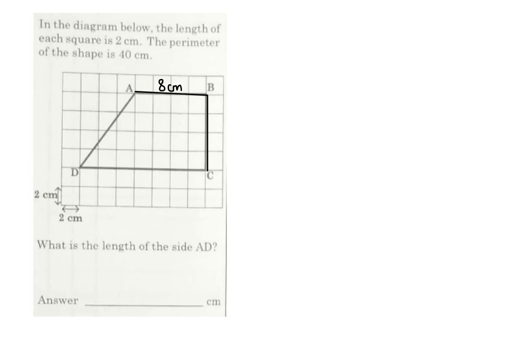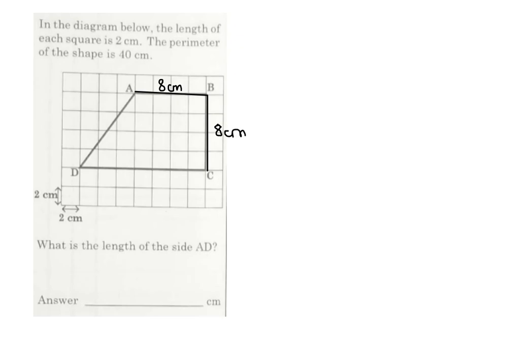So count the number of blocks and then multiply it by 2. How many blocks do we have here? How many blocks are those? How many? 4. And multiplied by 2 for me? 4 twos are what? 8. Alright, so AB is 8 centimeters. BC is also 8 centimeters.